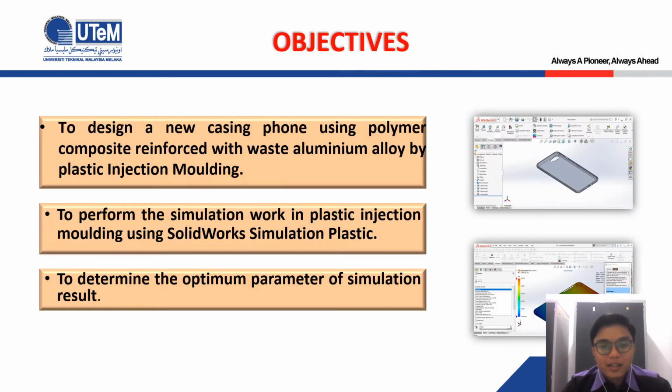For my project, there are 3 objectives that must be achieved. Firstly, to design a new phone casing using polymer composite reinforced with waste aluminium alloy by plastic injection molding. Secondly, to perform the simulation work in plastic injection molding using SolidWorks Plastics. Thirdly, to determine the optimum parameter of the simulation result. Additionally, the smartphone casing was chosen for the product because it is a simple product commonly used by all people for smartphone protection.